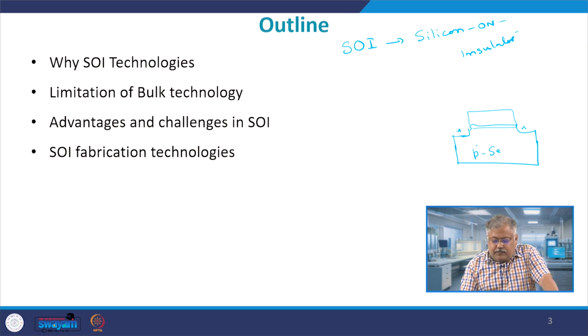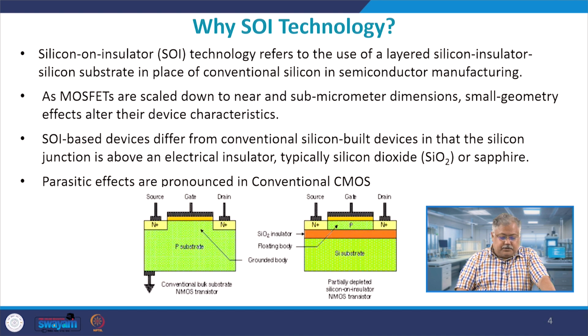Now, we will see in the next few slides that, as the name suggests, I need to grow an insulator, a thick insulator on the back side of the device in order to do some changes in the output characteristics of the device. So, we will look into the limitation of the bulk technology and then advantages and challenges which we face in SOI, and then we will look into the SOI fabrication process, or the process flow in the fabrication.